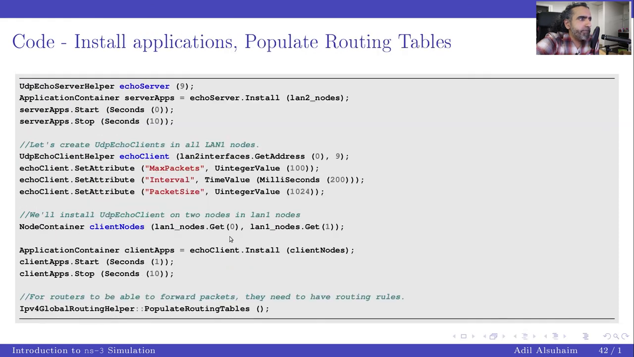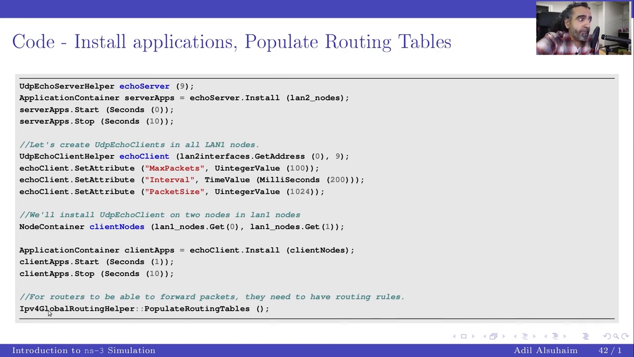And client nodes, I can also install. Let me just create a new node container. And let's say LAN 1 nodes get 0, LAN 1 nodes get 1. Then I can install in this. Actually, I did not use this part. So I did not use this part here. And I can install it in the client node. So I install it in node 0 and node 1 within LAN 1 nodes, and then set the starting time.